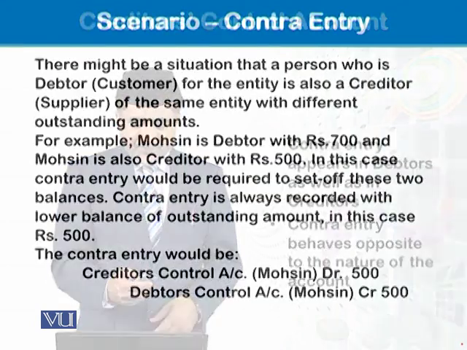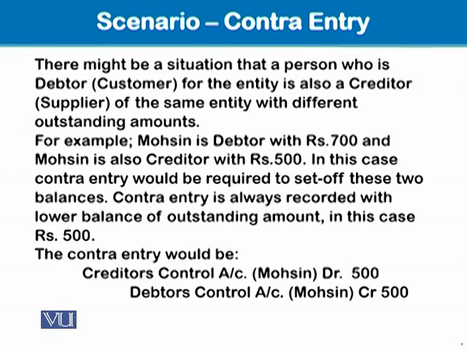This is contra entry. Let's discuss a scenario on it. There might be a situation that a person who is a debtor, meaning a customer of the entity, is also a creditor, meaning a supplier of the entity. Okay? There are chances that you are buying, supposedly, tires from a company for manufacturing, as a part of your car, that you are a manufacturer of cars, and that company from whom you are buying tires, you are selling cars to that same company.